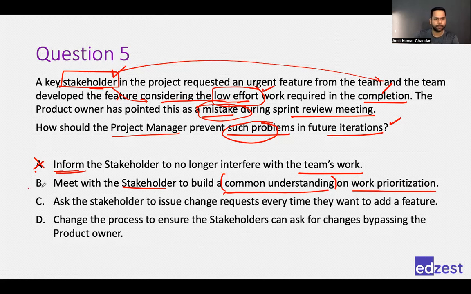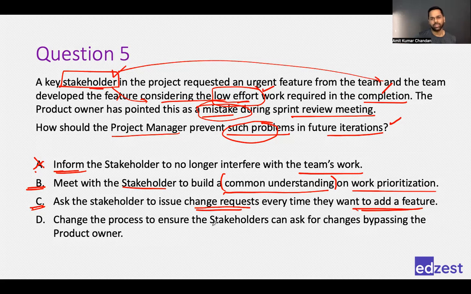Right. Then I go to C. Ask the stakeholder to issue change requests every time they want to add a feature. Okay, so what I'm doing is I'm saying that there is a process. You should always issue a change request whenever you want to add a new feature. This would also be correct. Let's park this. Then we go to D.